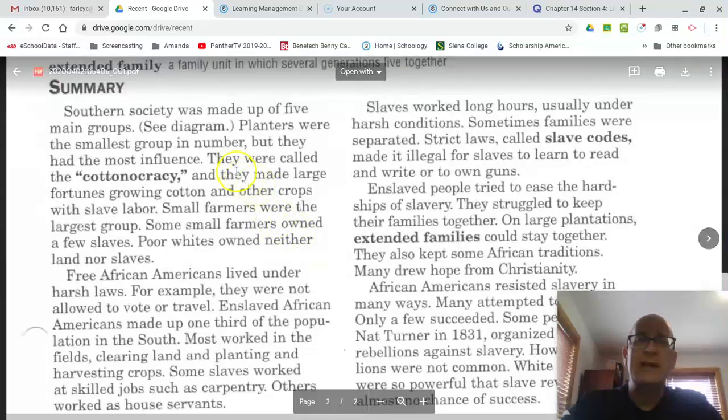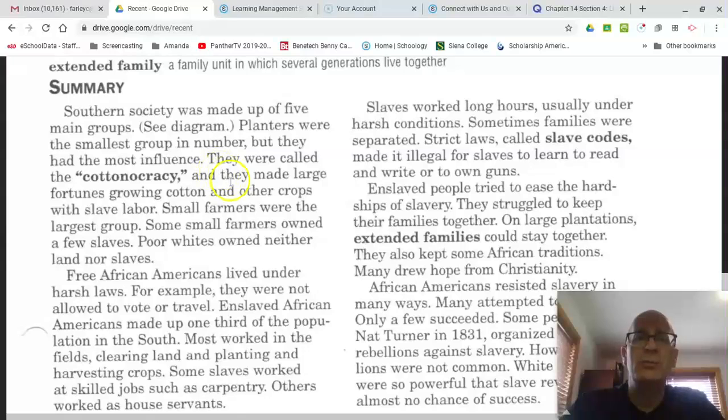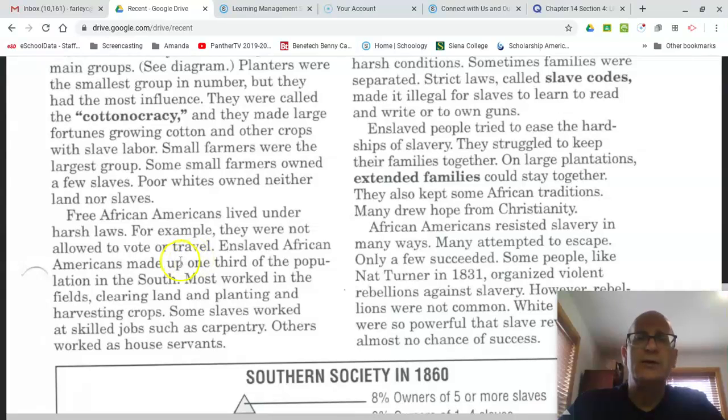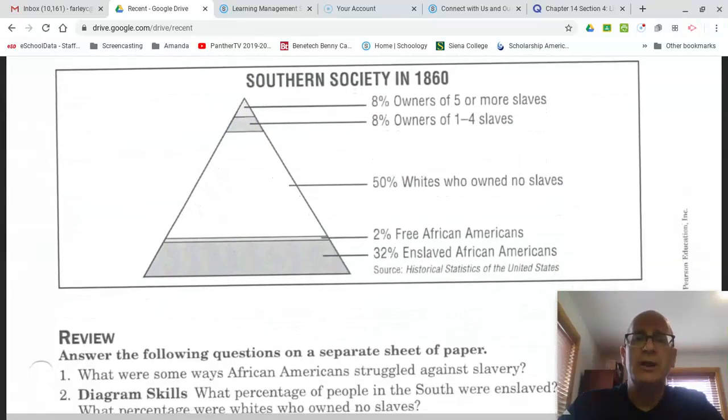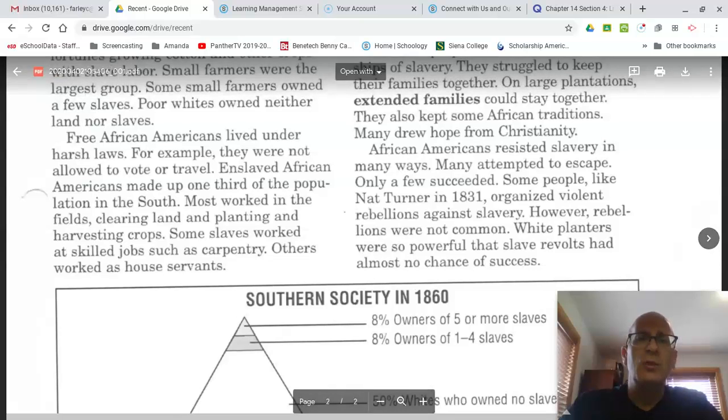So back to the reading, Southern society was made up of 5 main groups we just went over. Planters were the smallest group in number, but they had the most influence. Planters were wealthy plantation owners, okay? They were called the cottonocracy, and they made large fortunes growing cotton and other crops with slave labor. Small farmers were the largest group. Some small farmers owned a few slaves. Poor whites owned neither land nor slaves, okay? Free African Americans in the South lived under harsh laws. For example, they were not allowed to vote or travel. Enslaved African Americans made up 1/3 of the population in the South. Again, looking at the diagram, the largest population of African Americans would be roughly 1/3, about 32%, of enslaved African Americans. They would make up the 1/3 of the population in the South.